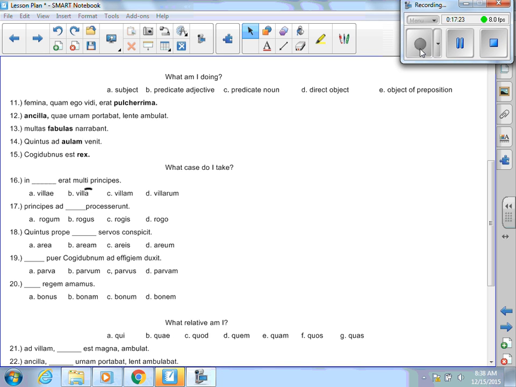20, again, I'm looking for an adjective to agree with regem. Regem is accusative. It is singular. It is masculine. So A, bonus is singular. It is nominative. It is masculine. It's not accusative. It's gone. Bonam is accusative, singular, and feminine. It's gone. Bonum is accusative. It is singular. It is masculine. Just like regem. That's my answer.